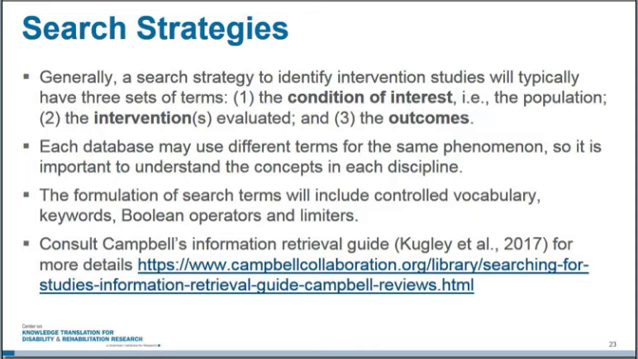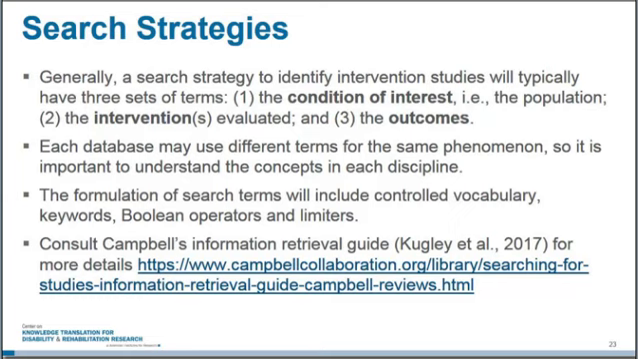The search strategy in general tends to have three different sets of terms. If your research question for your systematic review is about the effectiveness of an intervention, the three sets of terms tend to be the condition of interest or the population that you're interested in, the interventions or components of the interventions that are important, and the outcomes.